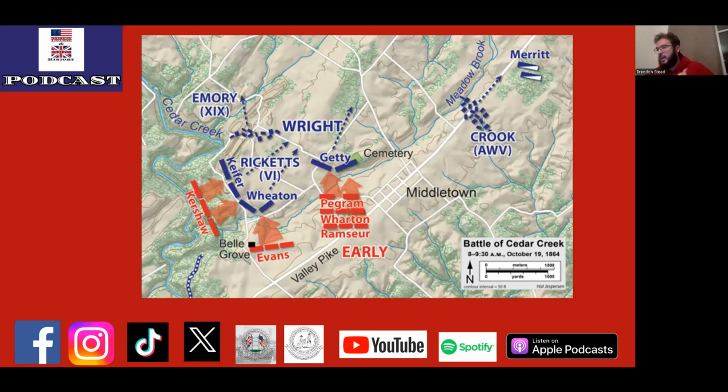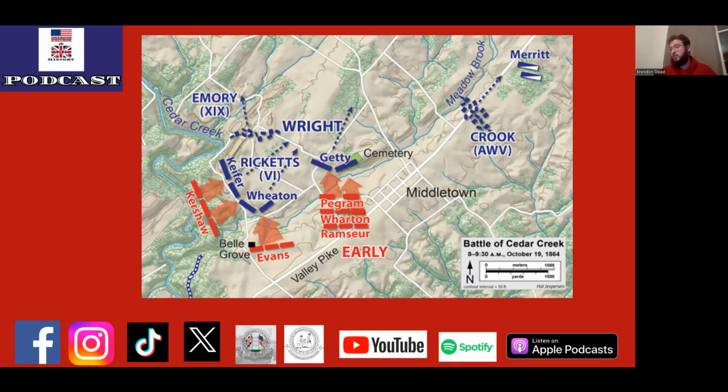So he had his 3rd Division under the command of Colonel J. Warren Kiefer on the right flank. His 1st Division, Brigadier General Frank Wheaton, which you can see here on this map, he had on the left flank, and then the 2nd Division of Brigadier General George W. Getty, which had to march to the south side of Middletown. All 3 Union divisions were pulled back into a defensive position on the northwest side of the Meadow Brook.